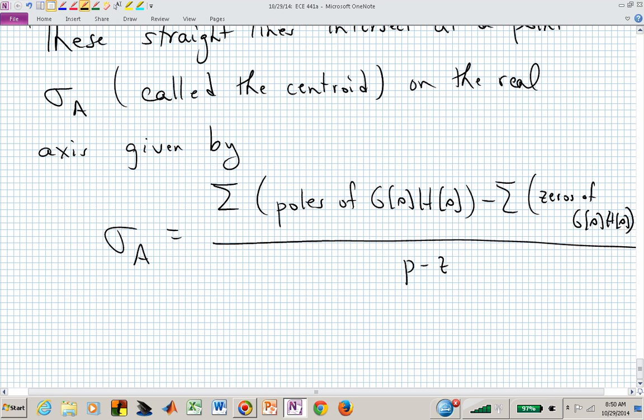What in the world is sigma sub a? Let's say you had a pole at -1 and a pole at -2 and a pole at -3. Then we sum those up. We sum -1, -2, and -3 to get -6. Then if we had a zero at -1/2, we would subtract -1/2 from -6. So we would end up at -6 plus 1/2, which would be -5.5. And we would divide that by P minus Z. We'll start at that point on Friday.